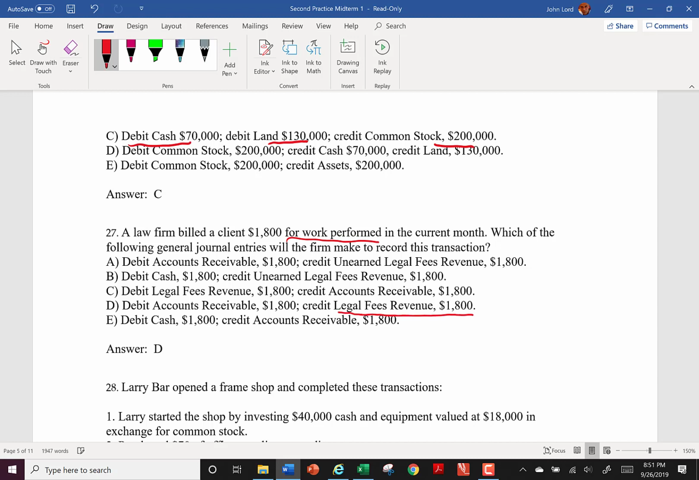Legal fee revenue, $1,800. Do we credit unearned? No. Would we credit accounts receivable? Would we debit? Would we decrease our revenue? We're trying to increase it, aren't we? Would we have to credit revenue? Don't you have to credit revenue when you earn revenue? Is there any other choice up there in which revenue is credited? And you debit accounts receivable because you haven't received the cash yet, right? That's why you're billing them?